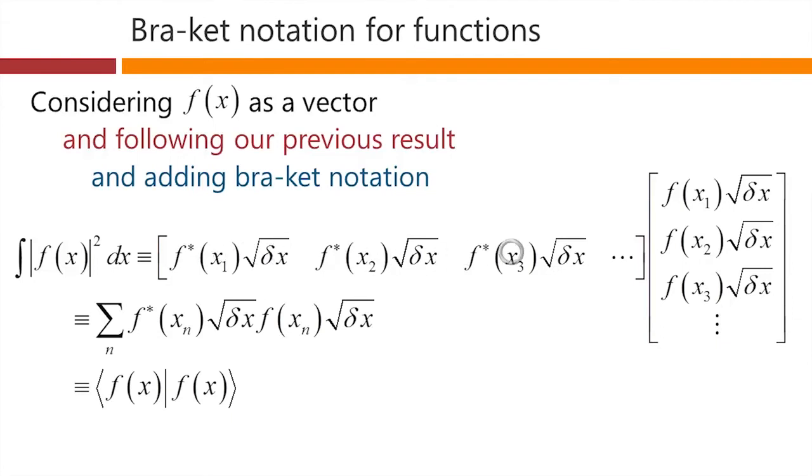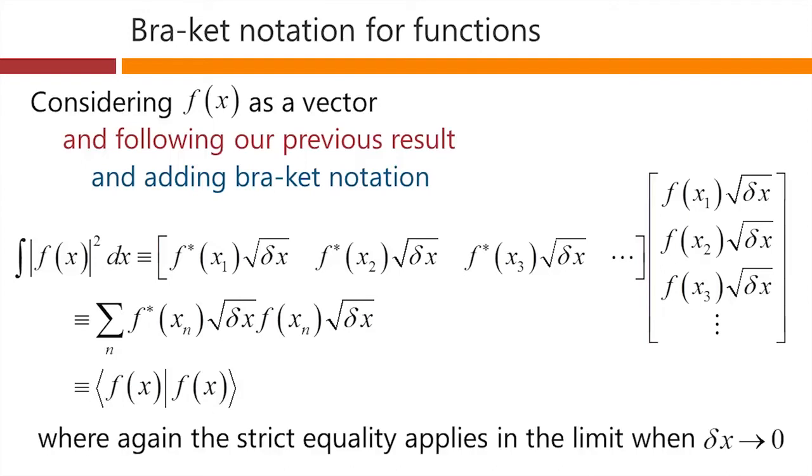Of course, we can write out this product as a summation of each of these values, f star of xn times f of xn, with our root delta x's in here to keep the normalization correct, and summing over n. But in the Bra-ket notation, we simply write that as this object here with the ket vector on the right and the bra vector on the left. And of course, the strict equality here of this integral and this result of a summation, or this shorthand notation down here, applies in the limit as delta x goes to 0.